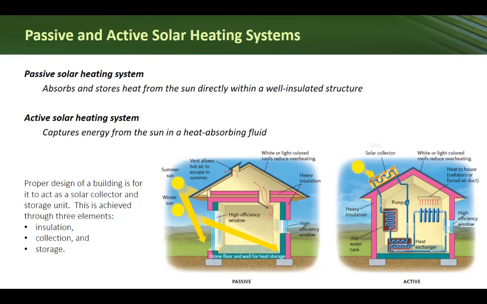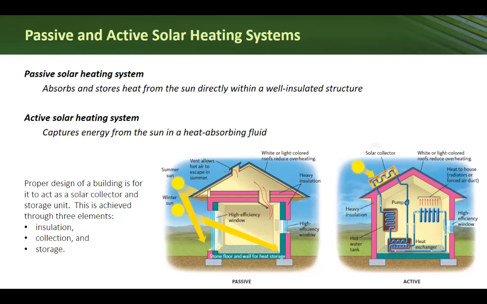A passive system operates without pumps, without blowers, and without any other mechanical devices, but it does require special building designs in terms of its orientation and structure. On the other hand, active heating systems require pumps, require blowers, and often other mechanical devices to help circulate the working fluid for transportation of the heat. However, it does not require special building design, and so this is why it's easier to add on to an already existing home.